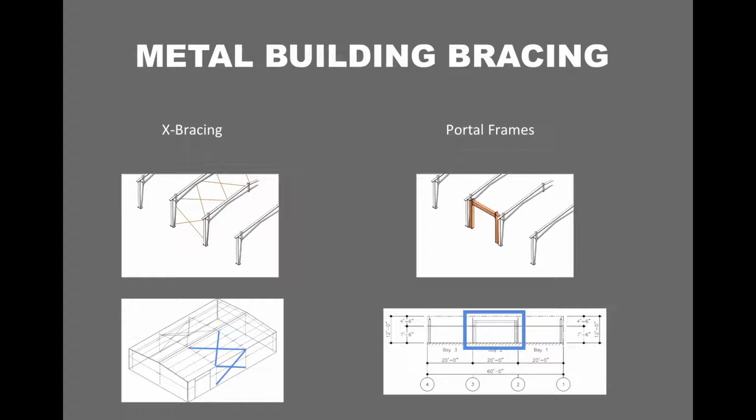Then you have what's called a portal frame, which you can see indicated here. A portal frame is generally used in lieu of X bracing. There are a couple different scenarios where you're going to want to use portal frames, but we'll get into that later. For the most part, I'd say 90% of buildings just use X bracing as their main form of bracing because it is the most cost-effective type of bracing.